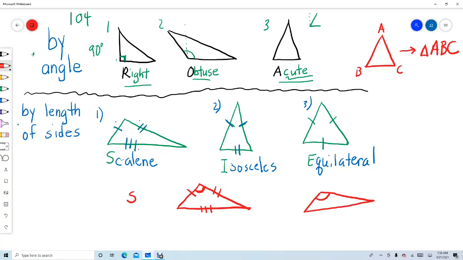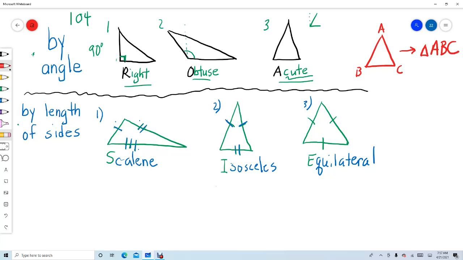If I did that, you could tell that's greater than 90 degrees. So that would be an obtuse triangle, an obtuse scalene triangle. Obtuse and scalene. That's classifying by both angles and by sides. All right, so in your practice for this lesson, they will ask you to classify triangles by both angles and by length of sides.